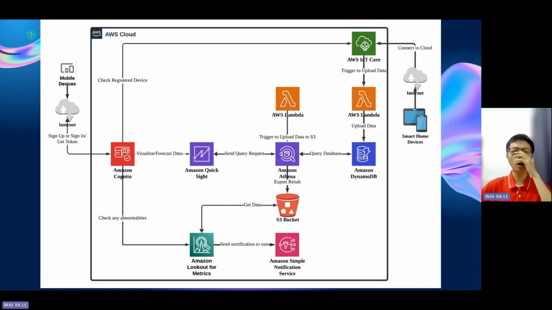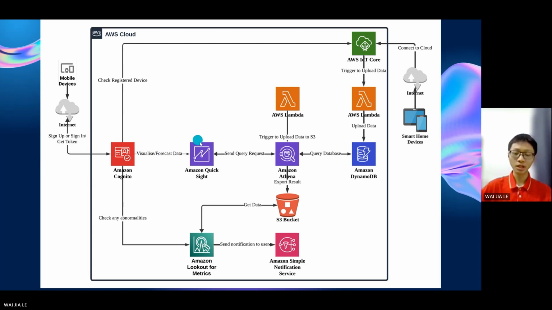And this is our architecture diagram. There are two main flows. The first one is from the user side, and the other one is from the smart home devices side. So I will introduce this side first. First of all, the user needs to authenticate and authorize themselves through Amazon Cognito. Once the user is authorized, they can visualize and explore the data using Amazon QuickSight. Amazon QuickSight will send the query request to Amazon Athena, and then Athena will query the database. After that, Athena will send back the result to QuickSight, so the user can check the time-specific range data.